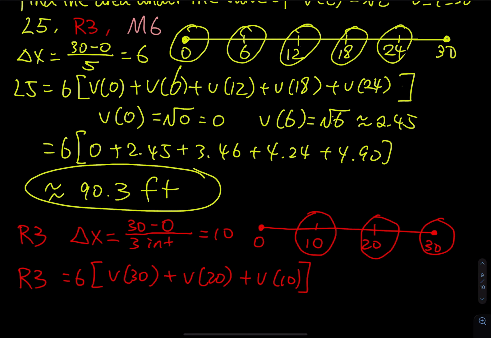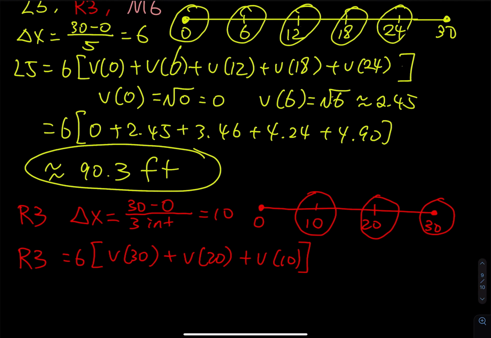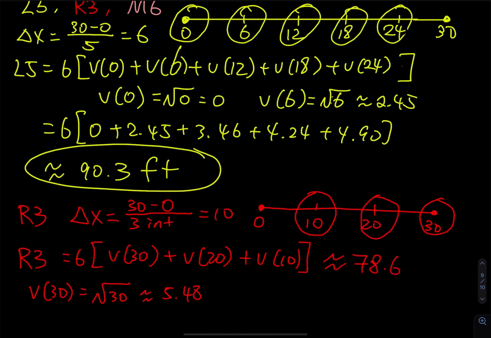So for each of these values, all you have to do is, so v of 30, that is the square root of 30, which is approximately equal to 5.48. So if you do all the numbers right, I use 2 decimal places, I get around 78.66. And then what's the last one?